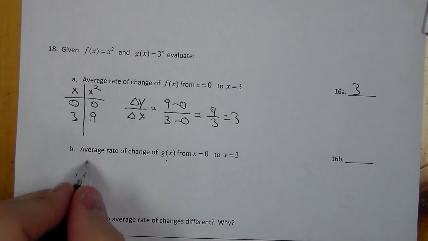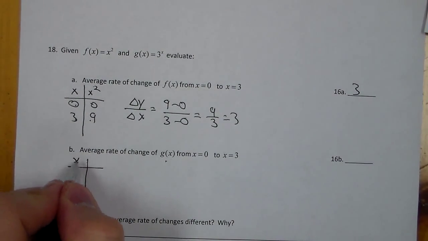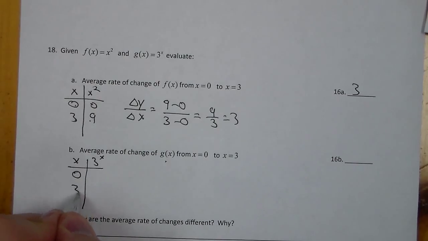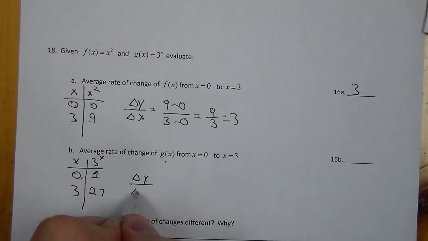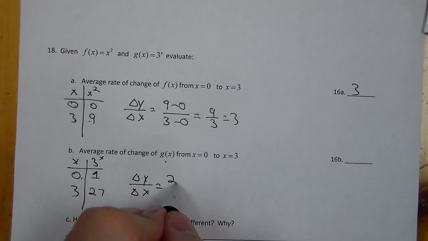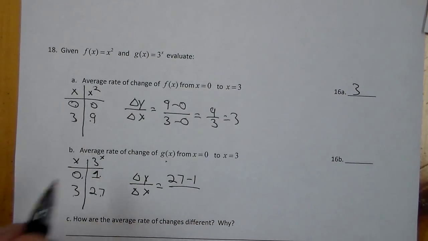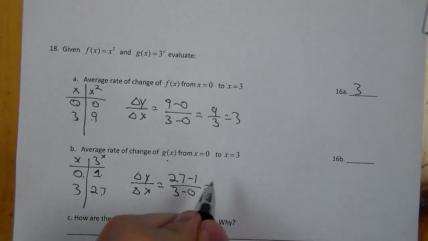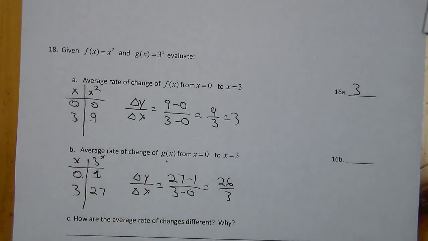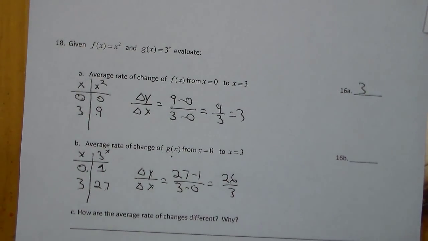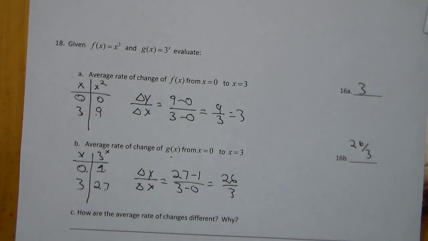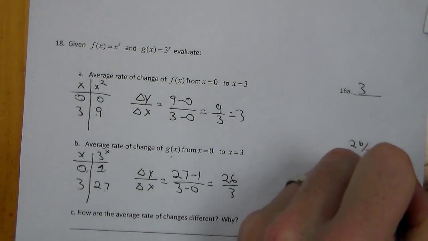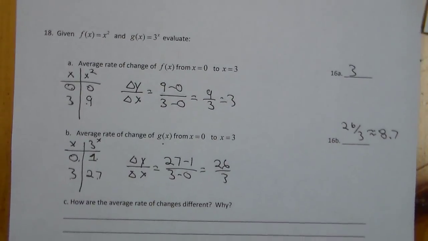Now g of x, my function, is 3 to the x. So plugging in 0 and 3, 3 to the 0 is 1, 3 to the third is 27. Change in y over change in x gives us 27 minus 1 over 3 minus 0. 26 over 3 is our slope for that. Now 26 over 3 is about 8.7, and it's really 8.6 repeating.